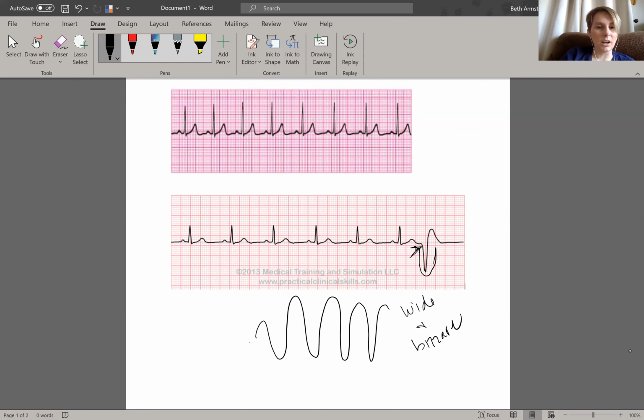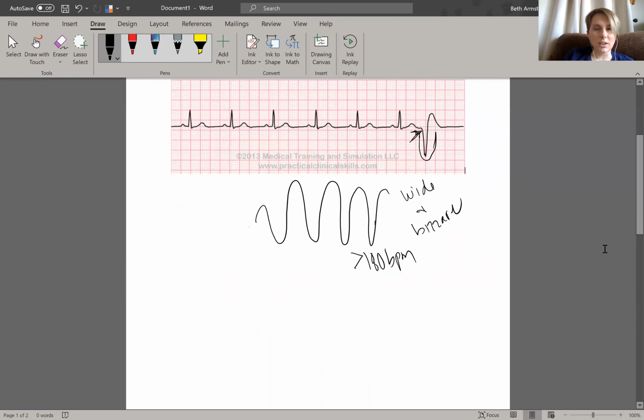That's ventricular. Well, if it's greater than 180 beats per minute, that's ventricular tachycardia. That's really, really bad. And then the next form that we'll see after that, if we don't fix ventricular tachycardia, you'll start seeing VFib, ventricular fibrillation. Do you guys know what ventricular fibrillation looks like?